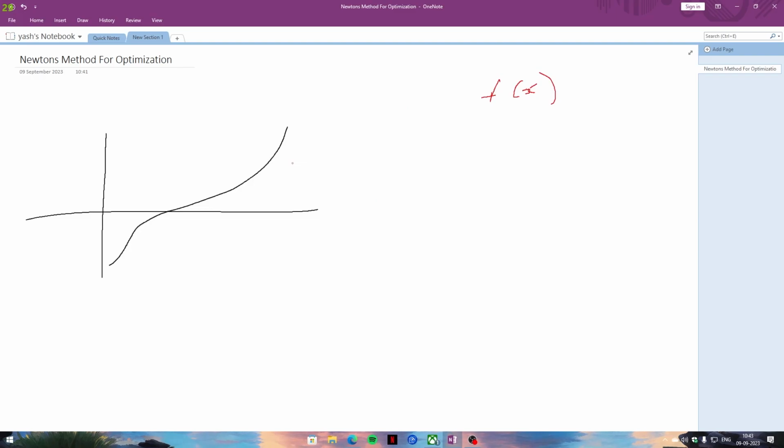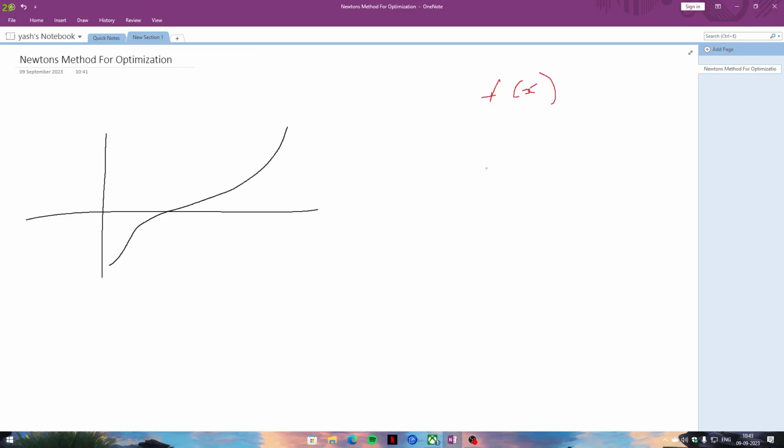There are various other ways to optimize a function, and one of them is gradient descent. But gradient descent is not that efficient when it comes to larger problems. Newton's method for optimization is much more efficient and does optimization faster.